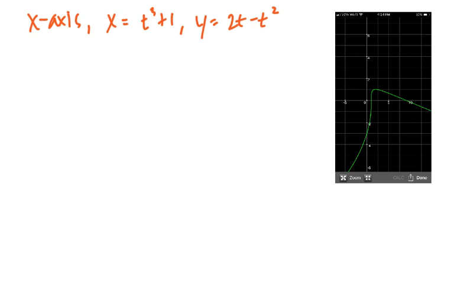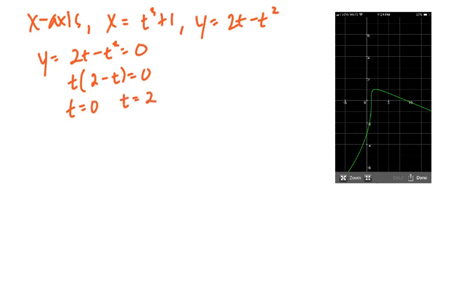On the x-axis, our y value is 0. So let's say y equals 2t minus t squared, which is 0. So let's solve for t. Let's factor out a t, and we get 2 minus t equals 0. So t equals 0, and t equals 2. That means our bounds are going to be from 0 to 2 to find the area under the curve.